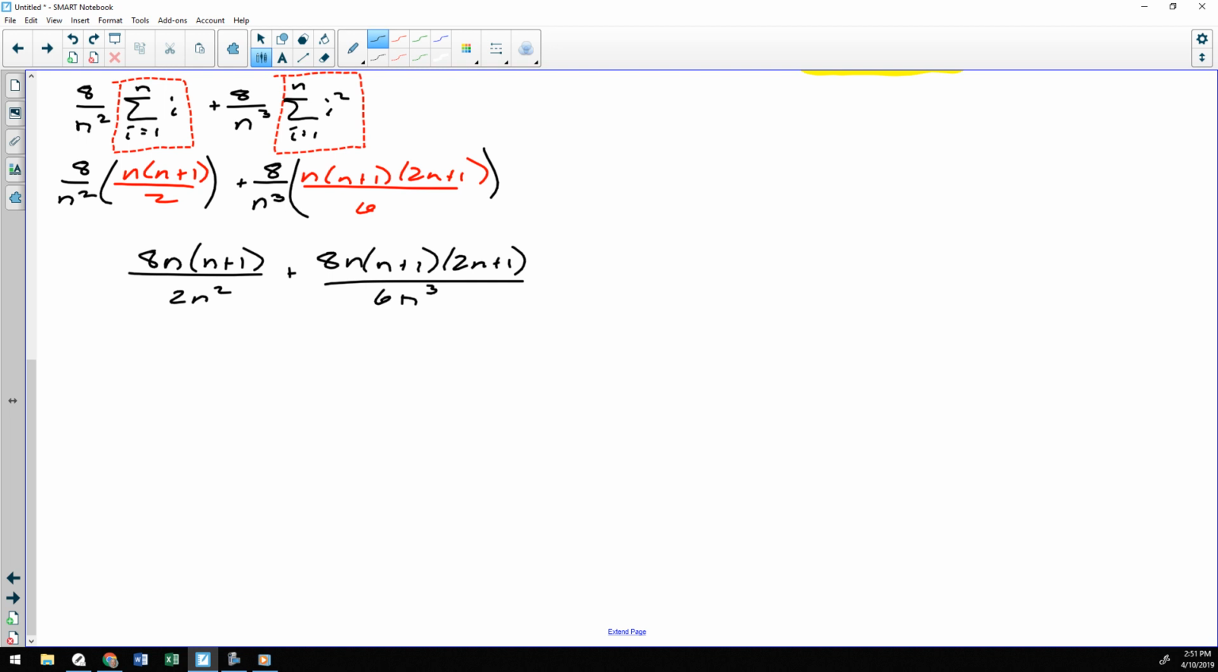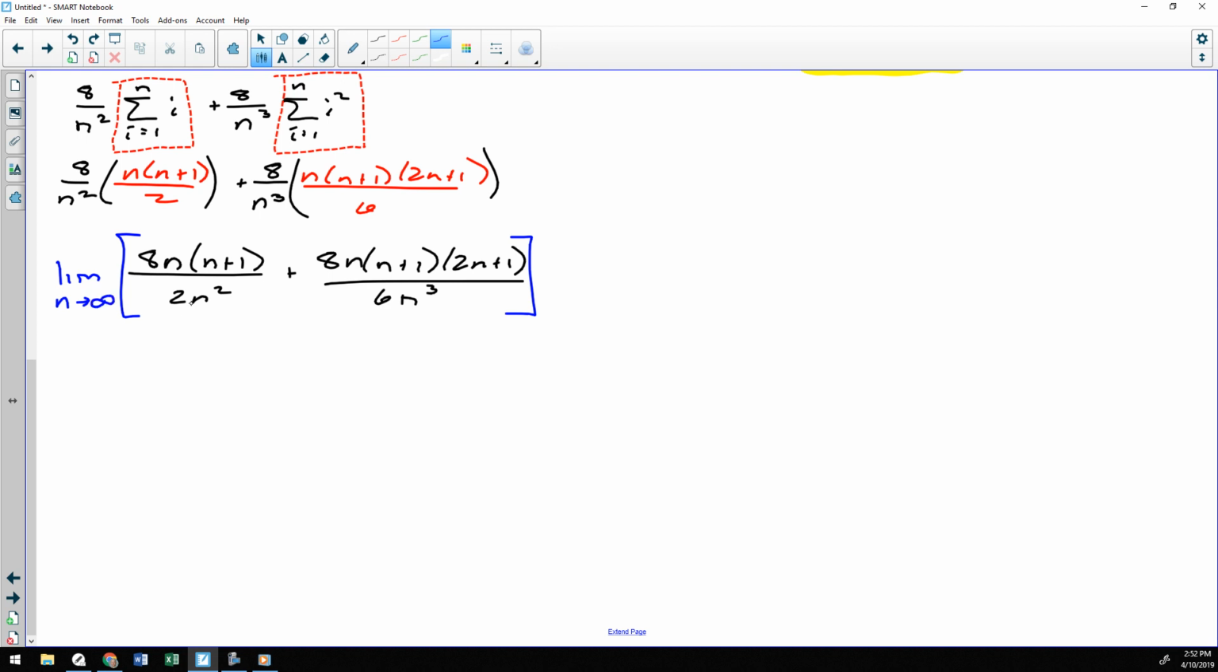And then now that I've cleaned up my summations and I've used the formulas that go with those two, the sum of i and the sum of i squared, I can now look at all of this and go back to the original limit, which was the limit of this sum as n goes to infinity. There it is.